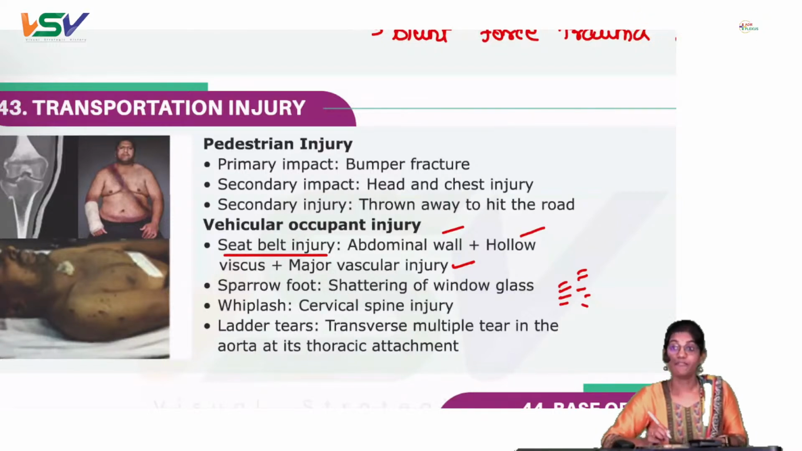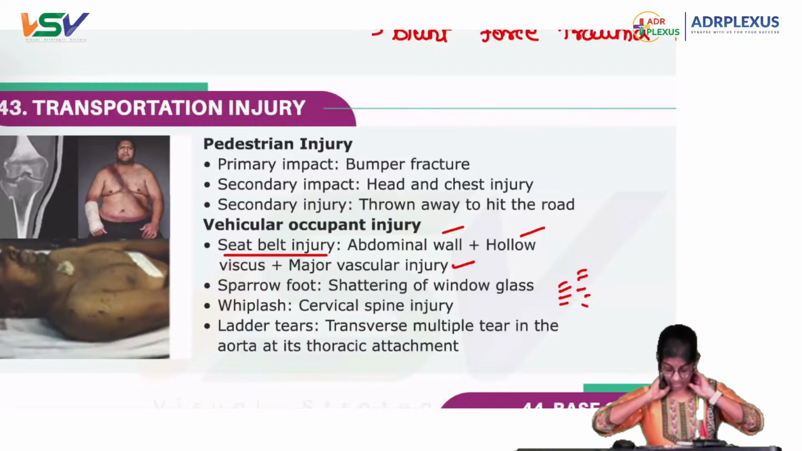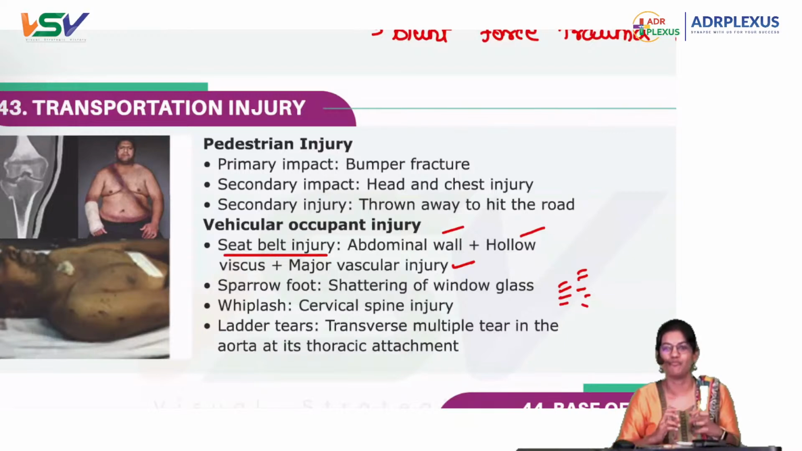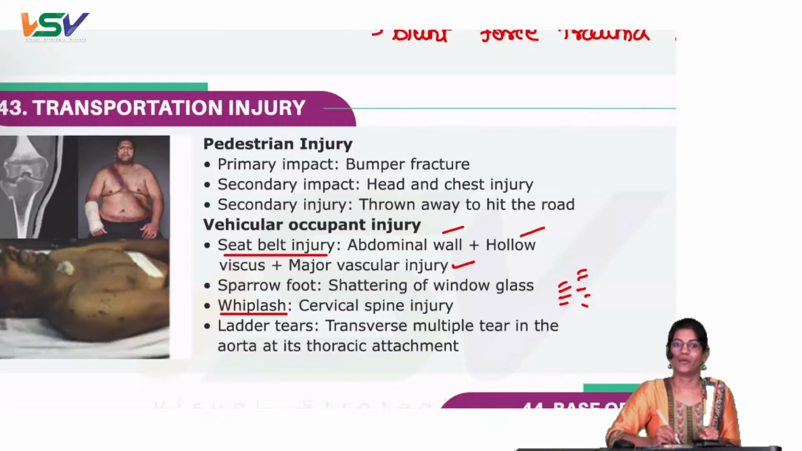Then the whiplash injury. That is why we are having headrests, to prevent whiplash injury. The hyperextension and hyperflexion produces cervical spine injury. That is whiplash. Remember, whiplash is seen in occupants of a vehicle. It has nothing to do with the whip.